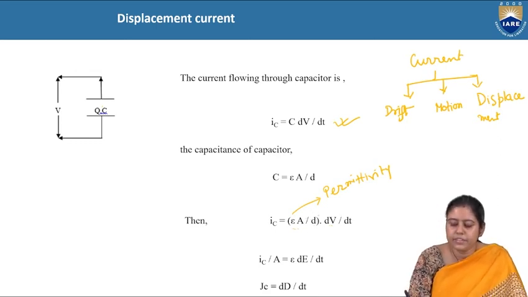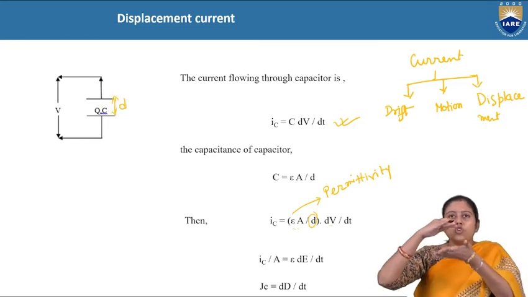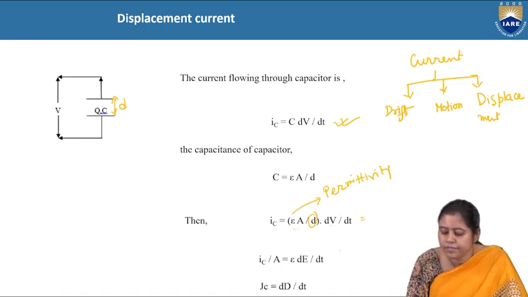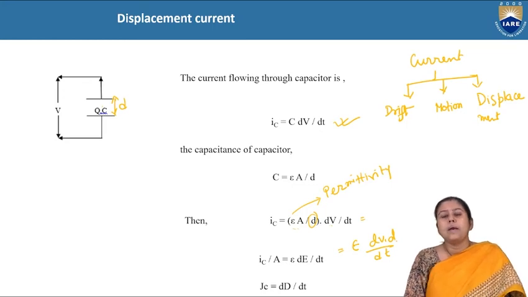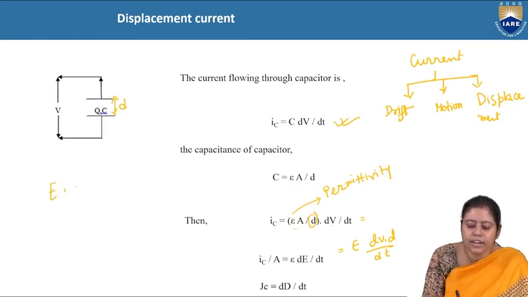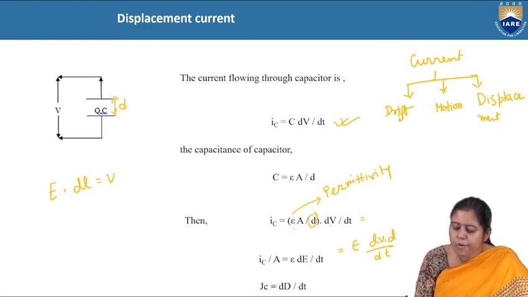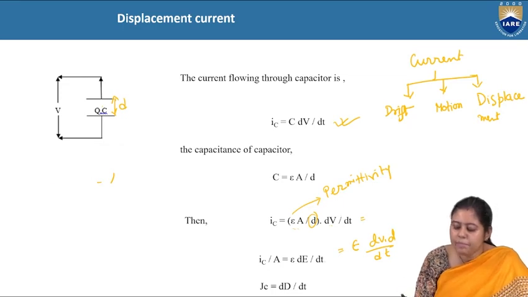This small d is nothing but the distance between the two plates of the dielectric. So we can write it as epsilon d(V) into 1/d by dt. Again we know dV by d means, we know E dot dl is equal to V. Here we can write it as E. So this is IC by A is equal to epsilon dE by dt.